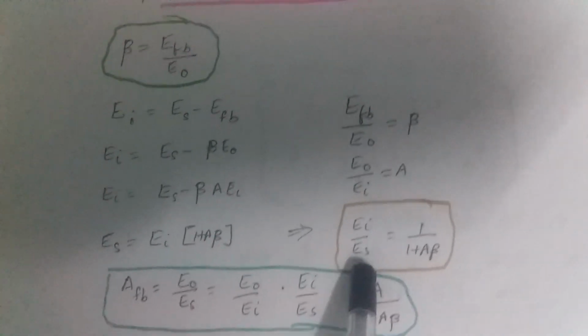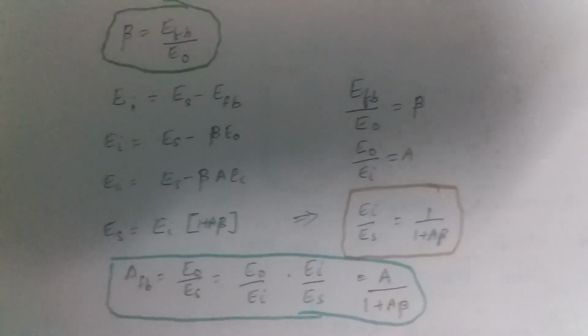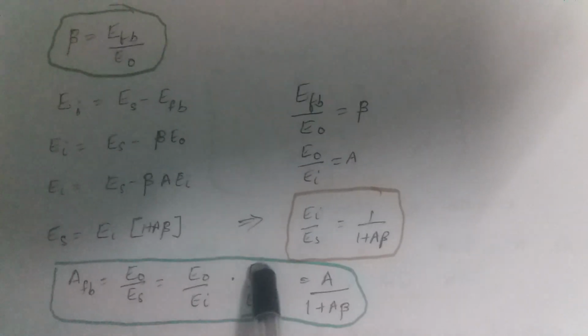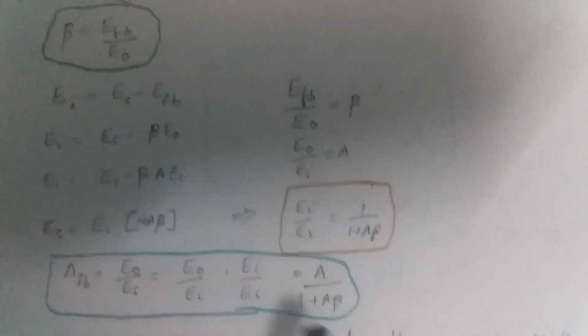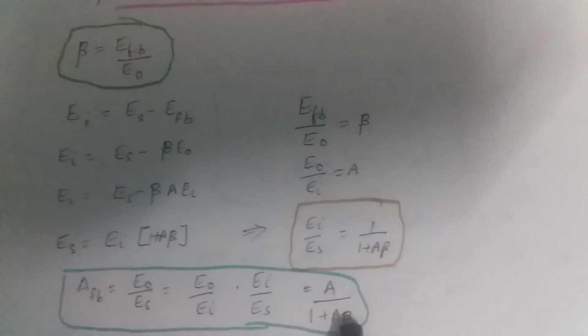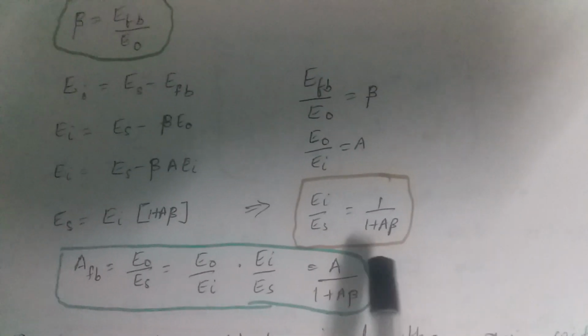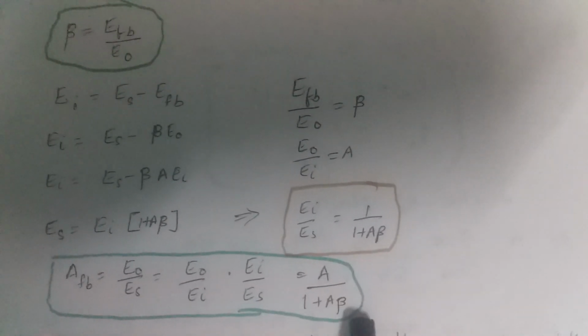Rearrange terms, you get EI by ES equal to 1 by 1 plus A beta. So AFB is equal to E0 by ES, which is E0 by EI into EI by ES. E0 by EI is A, and EI by ES is 1 by 1 plus A beta. So gain with feedback is A by 1 plus A beta. We see that gain with feedback is less than gain without feedback by a factor of 1 plus A beta.